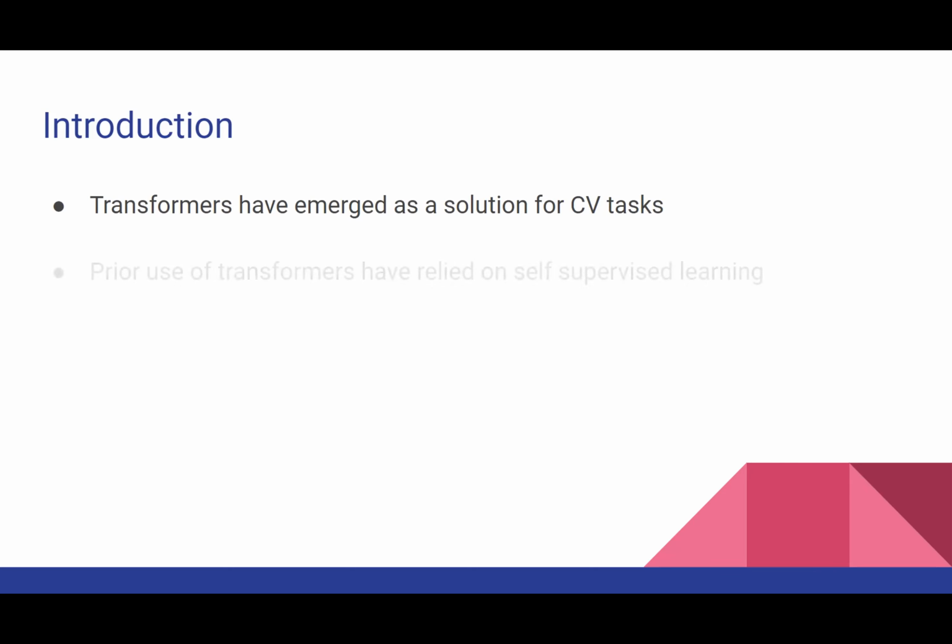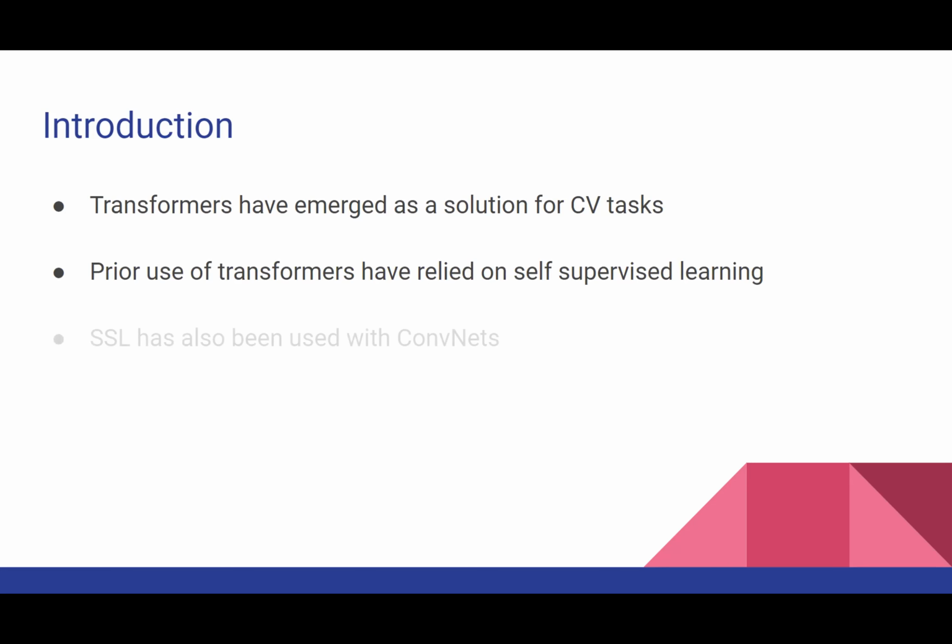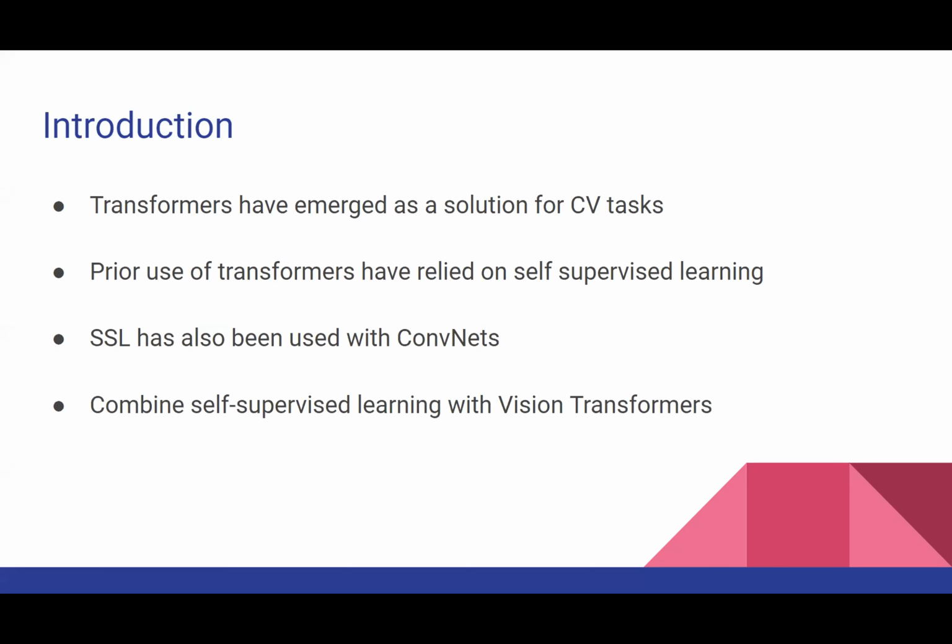So for an introduction, as we should know by now, hopefully, vision transformers have emerged as a solution for common computer vision tasks. Before that, a common use of transformers was with natural language processing, or NLP. And some of these NLP models, such as BERT and GPT, have relied upon self-supervised learning. Self-supervised learning has also been used with ConvNets. So the goal of this paper is to combine self-supervised learning with these vision transformers in order to obtain good feature maps of images. And the attempt to do this is with knowledge distillation with no labels, aka DINO.